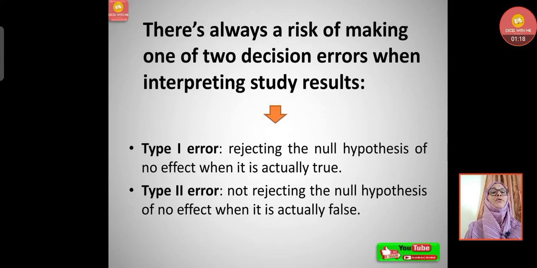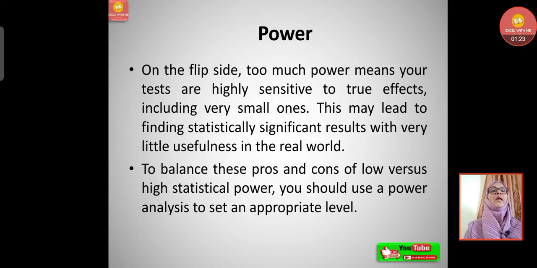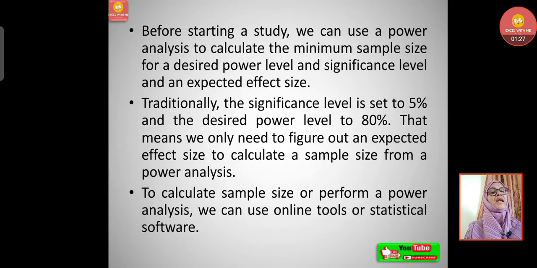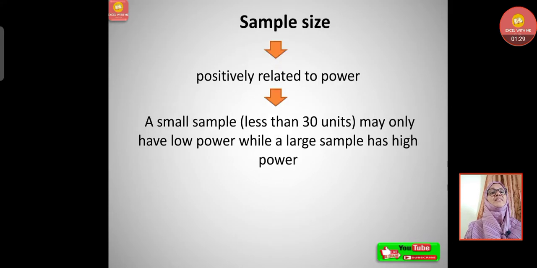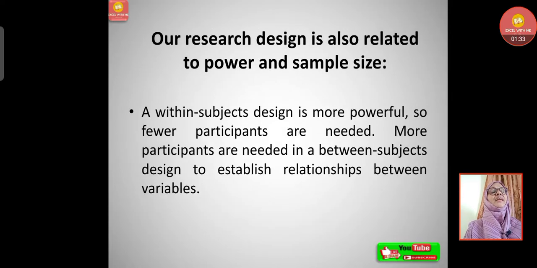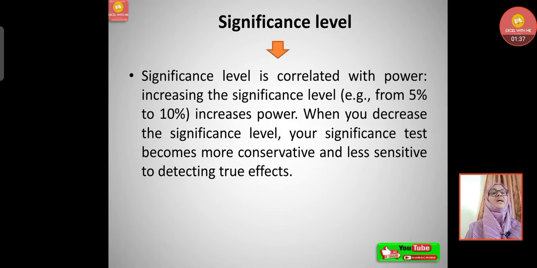With an example also we have understood. And errors also, type 1 and type 2 error. And power, what is power analysis, we have understood with the 4 main components of power analysis. What is sample size, we have understood. And our research design, how it is related to significance level, we have understood.